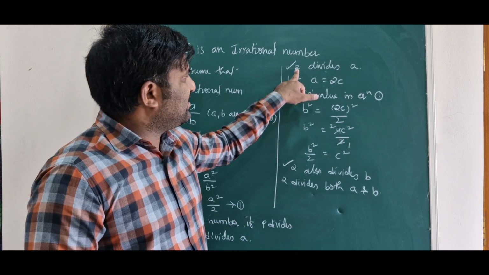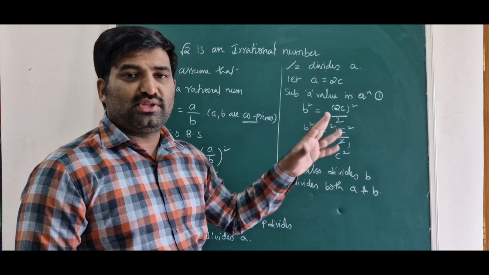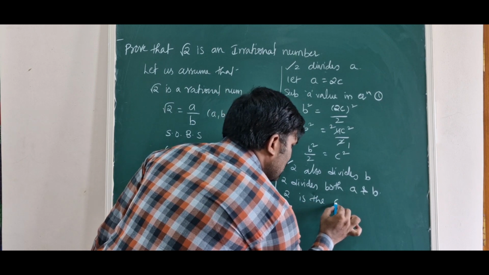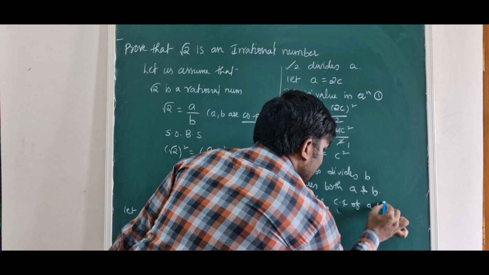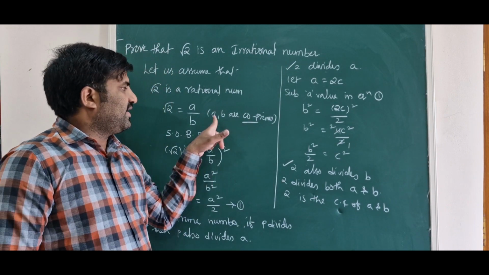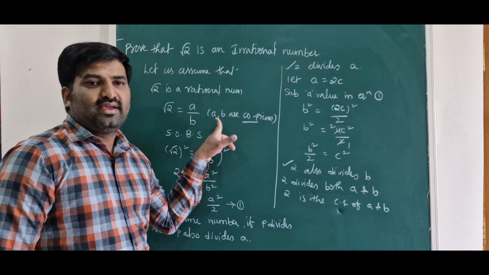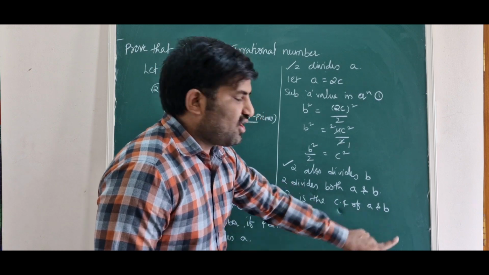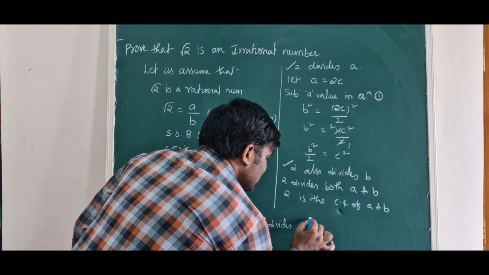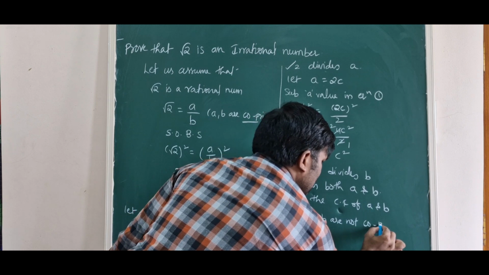Because here 2 divides A, means A is divided by 2. Here B is divided by 2. 2 divides both A and B. Means what? 2 is a common factor of A and B. But what we have assumed here, we assumed that there is no common factor. That means A and B are co-primes, we have taken. There is no common factor between A and B. But here there is a common factor 2 for A and B. So now we can say that A and B are not co-primes.